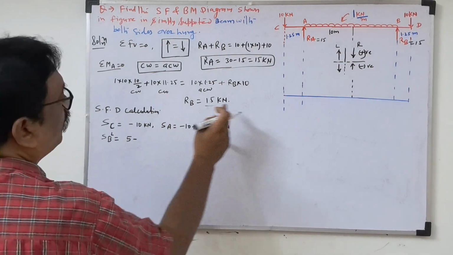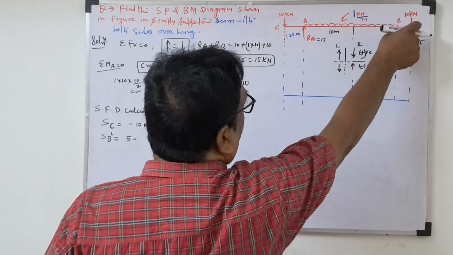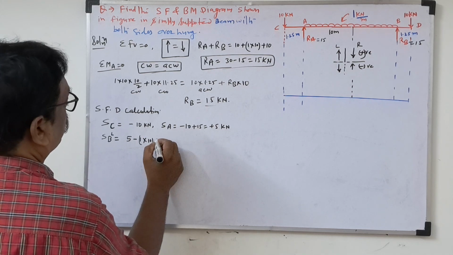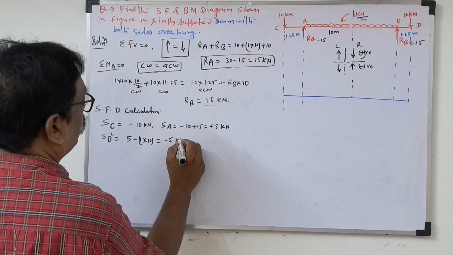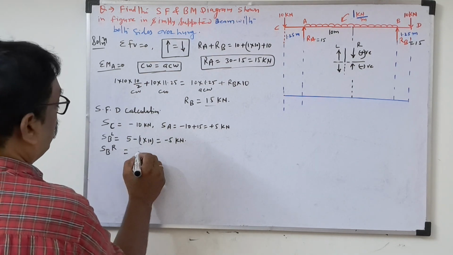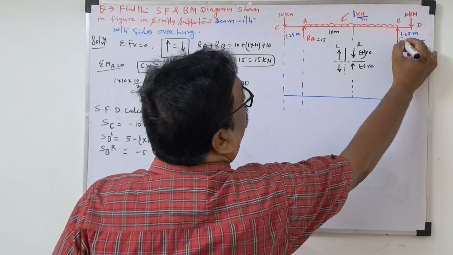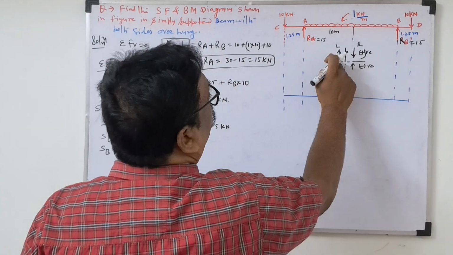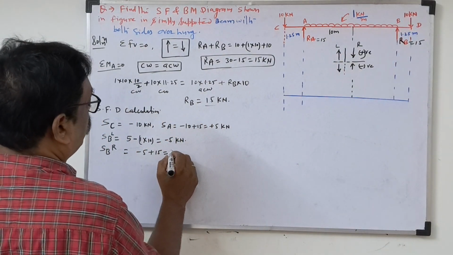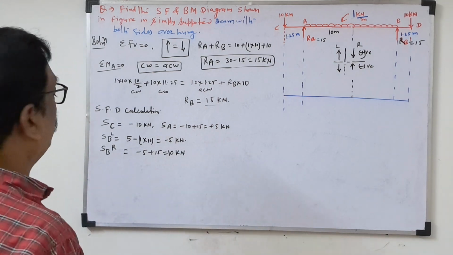And downward force, negative. So this downward force, what is coming? UDL, 1 into 10. This load will be 1 into 10, so it will come 10. So minus 5 kilonewton will come for SBL. Now SBR. So minus 5, then this RB. This RB is going upward. Upward on the left side will be positive. So plus 15. Minus 5 plus 15 is equal to 10 kilonewton for SBR.